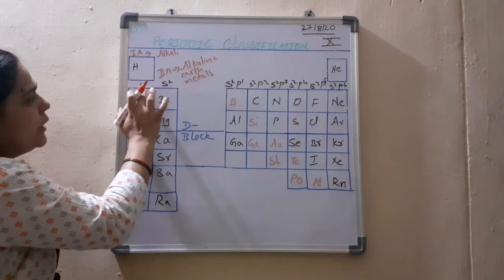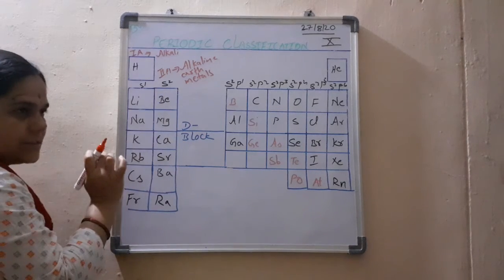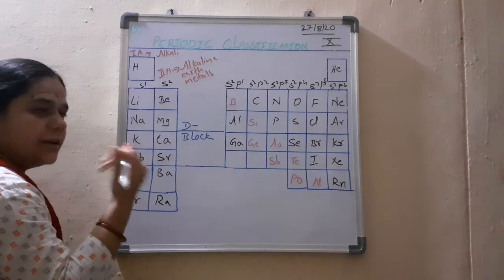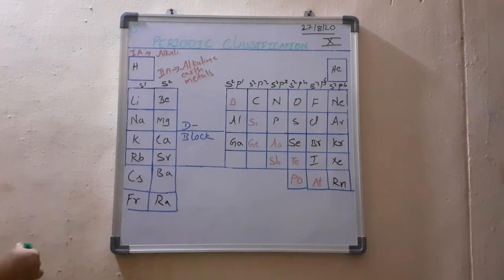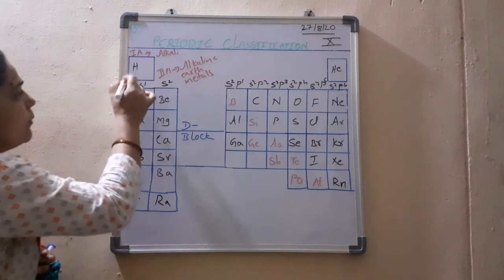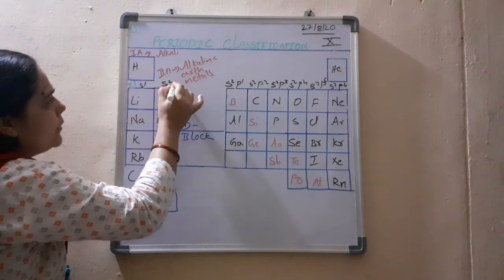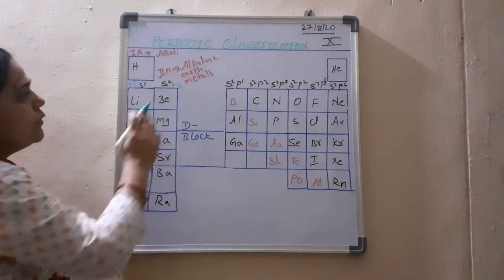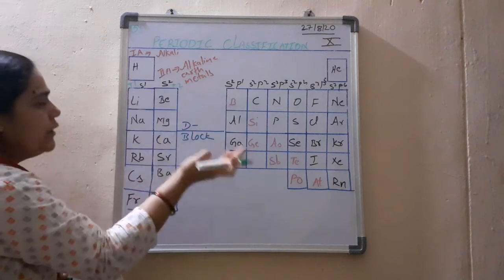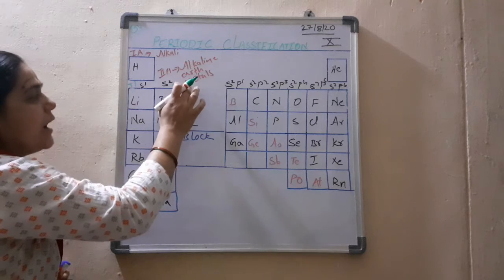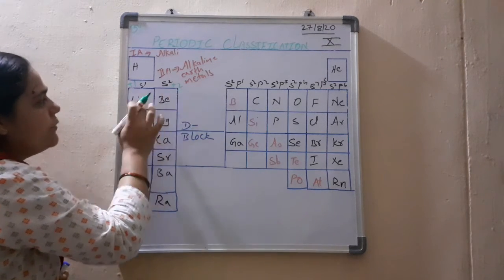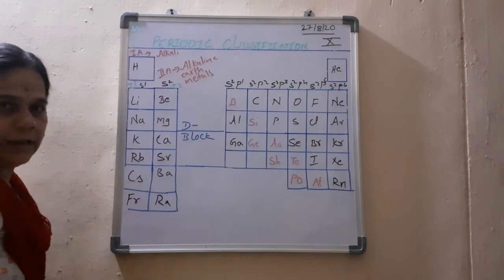Now we all know the outer valence configuration is s1. That means it has a capacity to donate 1 electron. So what is the common valency? Plus 1. Here how much valency? Plus 2. So they can donate 2 electrons, and the first group can donate 1 electron. And these are denser when compared to the first group elements.